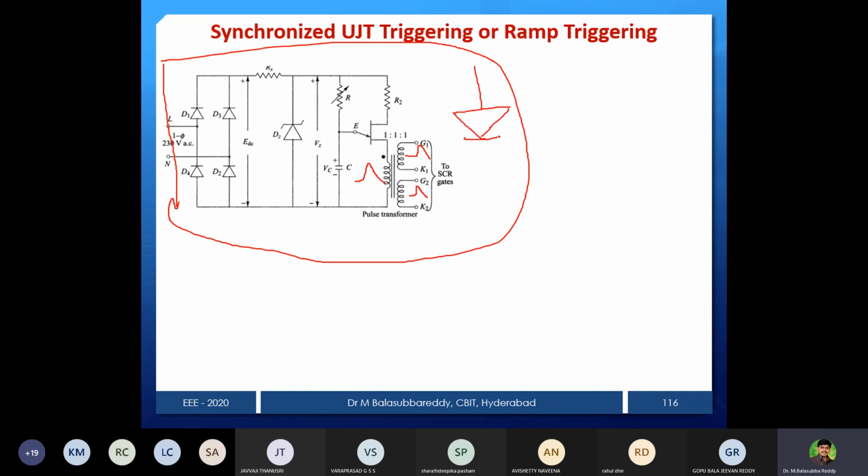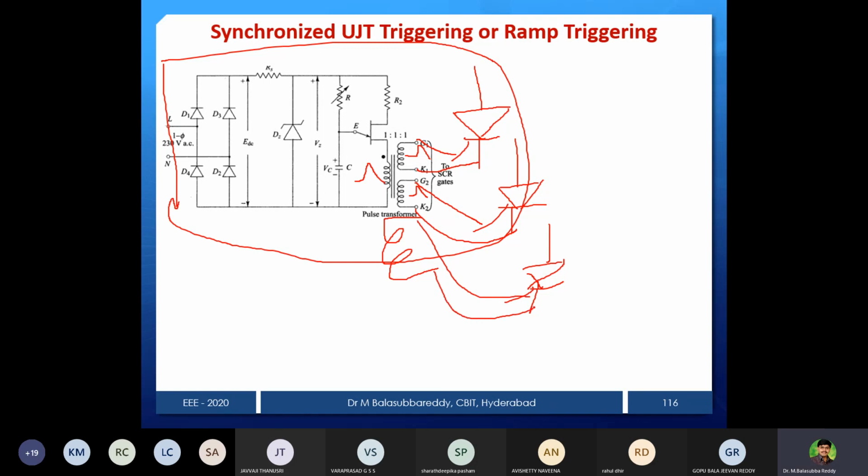So once we give the secondary pulse, there is a thyristor, and this is the firing pulse, and another thyristor I can use like this, any number of thyristors based on your requirement. So this is a gate, and the cathode you can connect like this. Then second gate, second cathode. If you use another secondary, you can use one more thyristor, gate and cathode like this.